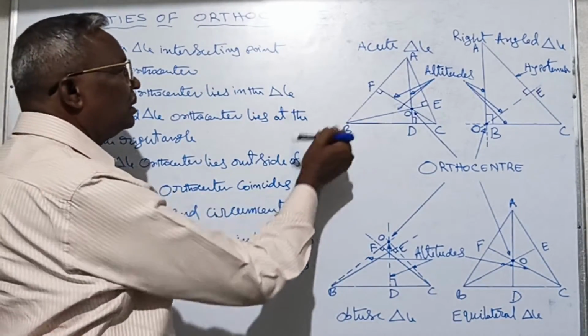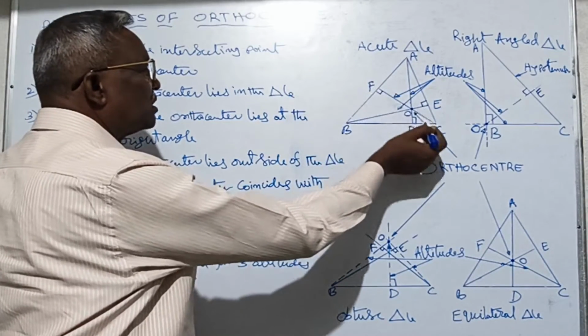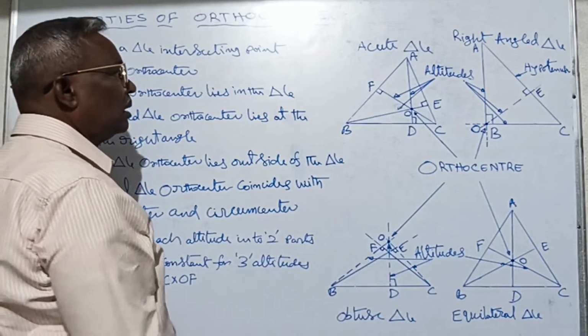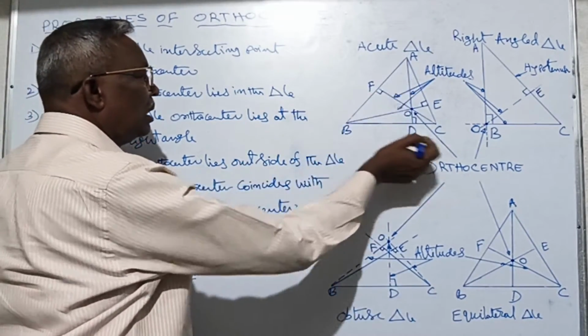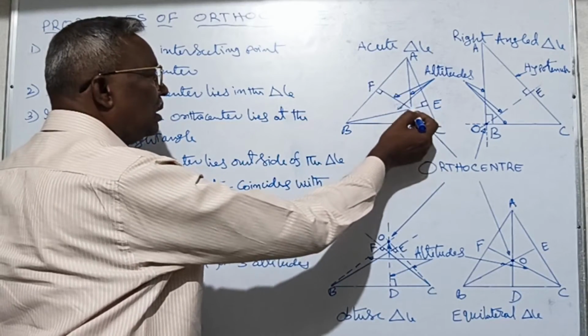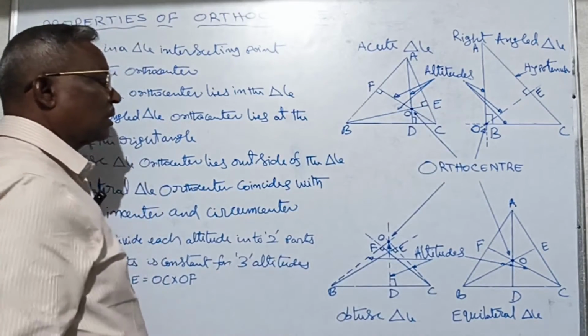In a triangle, altitudes intersecting point is called orthocenter.